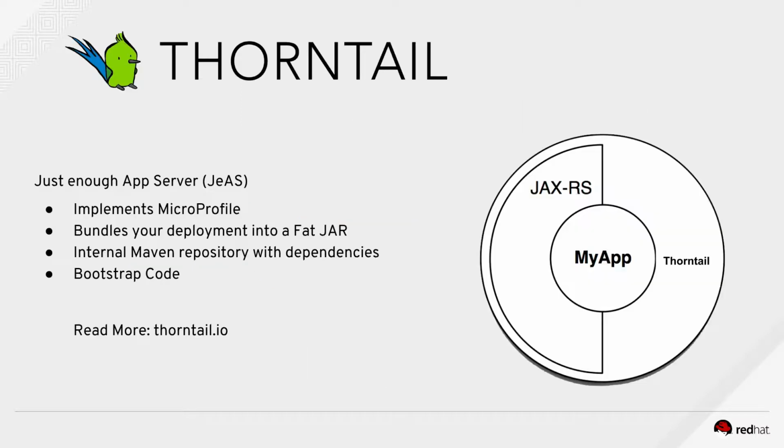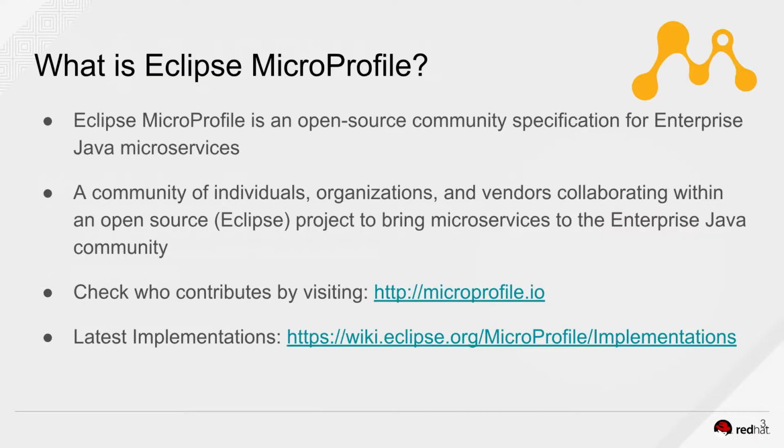So Thorntail is an open source framework for building Java microservices. It analyzes your application and collects just enough dependencies to satisfy the runtime needs of your business logic, and then packages that into a single artifact that runs standalone on the JVM. It also implements MicroProfile, which is a collection of microservice-oriented specifications driven by the Java community.